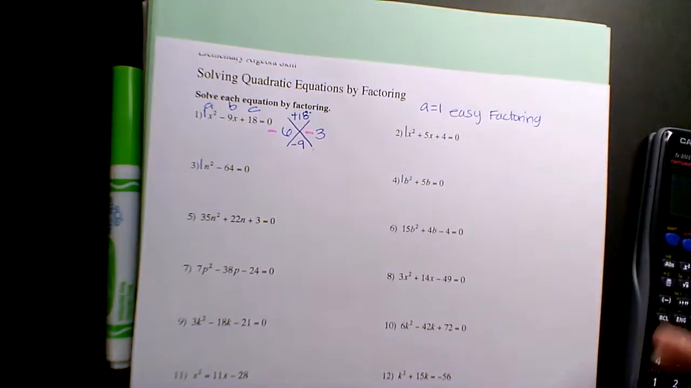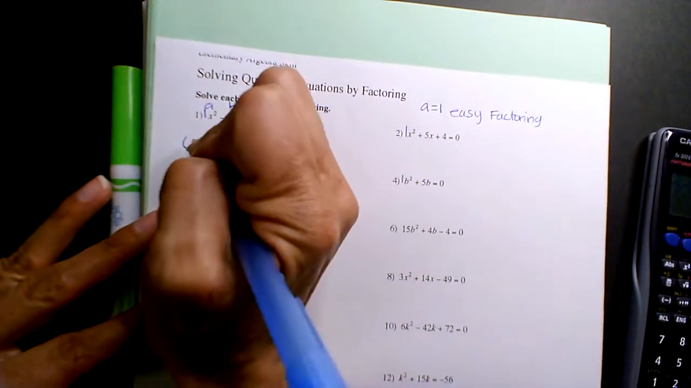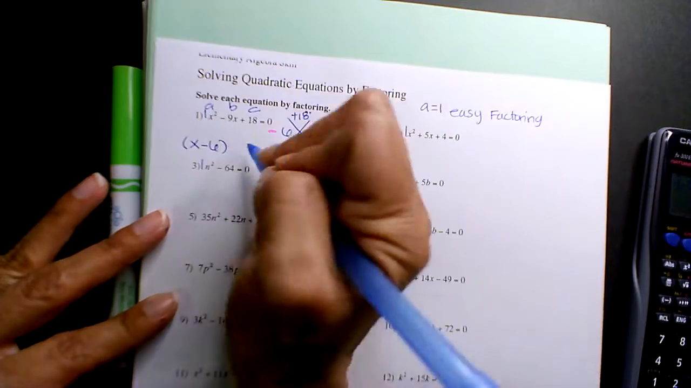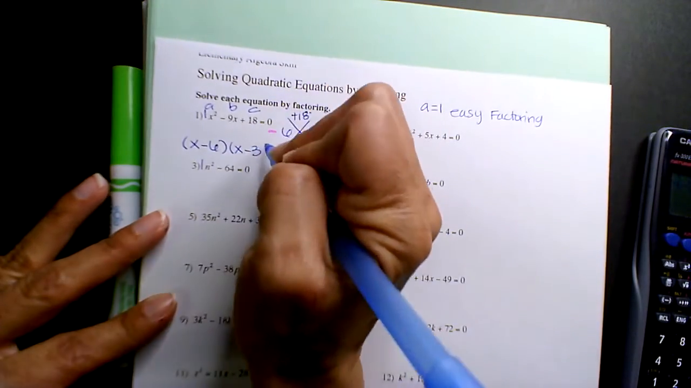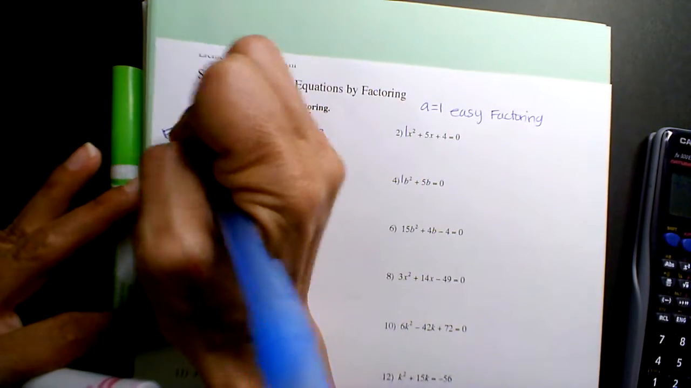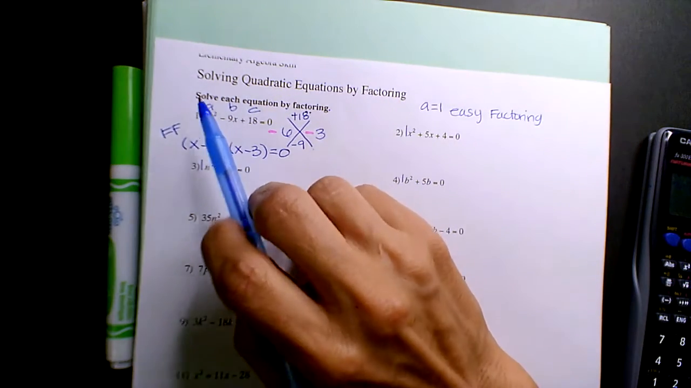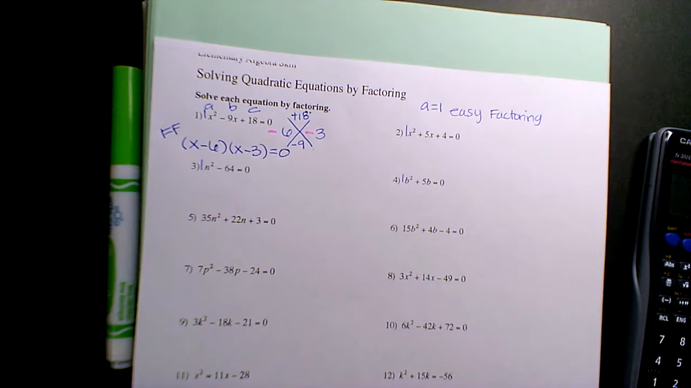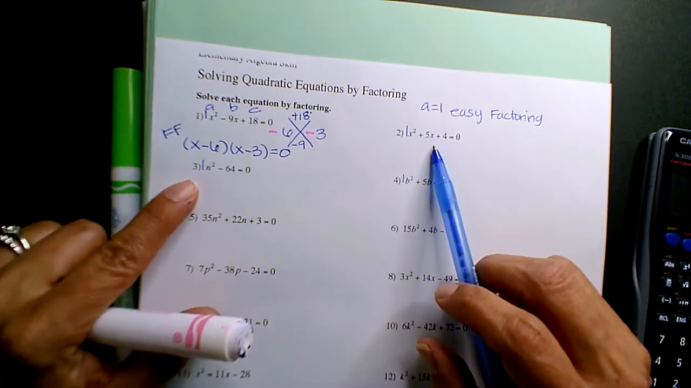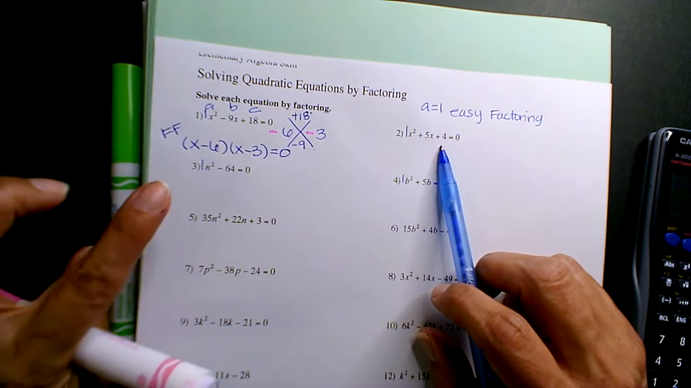Okay, so what are my binomials? X minus 6, X minus 3, and so this is factored form, yes? Yes. And we're just going to leave it here at factored form. I know it says to solve, but not yet. Let's just factor. Is that okay? Yes. Okay. 2 and 3 shouldn't be a problem.